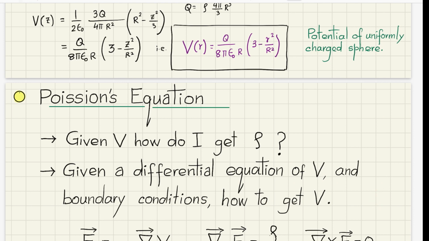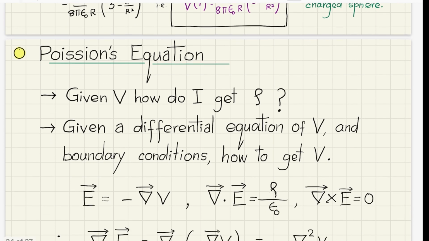Now we know E is minus grad of V. Divergence of E is rho by epsilon naught. That rho is the source of E, and divergence of E tells me about the sources. And you know that it cannot be curly, so del cross E is 0. So all these three we have gotten. Now I can plug in the divergence of E, but E is minus grad of V, and that is nothing but minus the Laplacian of V, del square of V. We have done that in the last chapter.